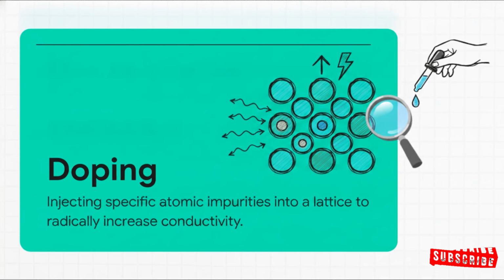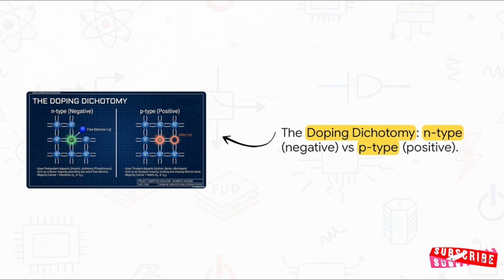Enter doping. This is the totally ingenious process of deliberately injecting specific atomic impurities right into the silicon lattice. And we're talking tiny amounts here. Doing this at just a few parts per million radically increases the conductivity, and it does it without destroying the underlying crystal structure. There are basically 2 totally different ways to dope our silicon.